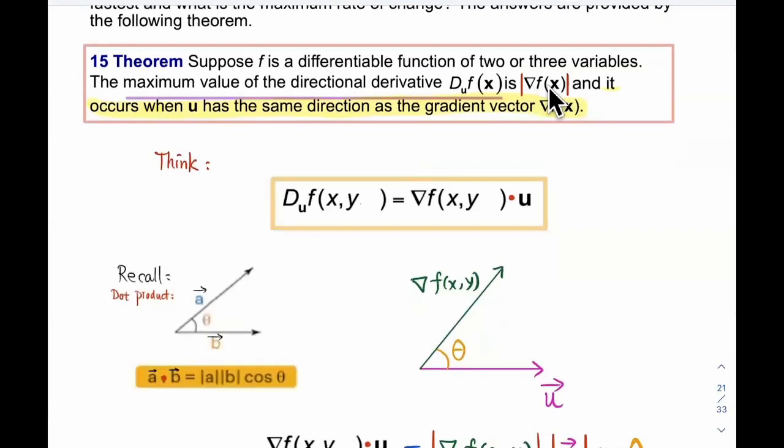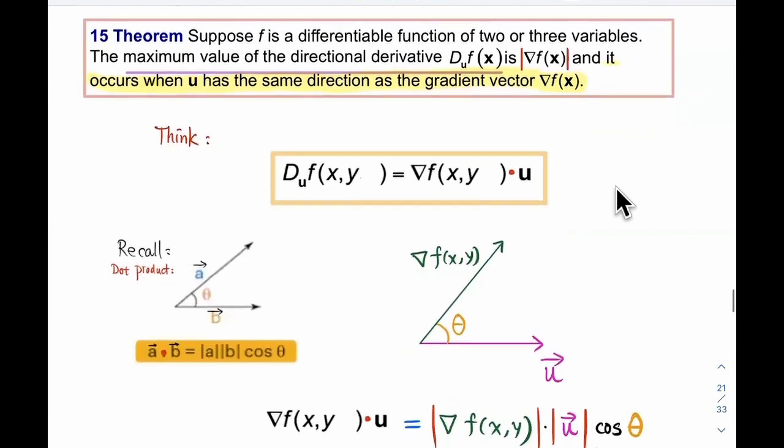And when does it occur? It occurs when the direction vector u has the same direction as the gradient vector. So if you point the direction in the direction of the gradient, then the rate of change will be the fastest, the greatest, okay?